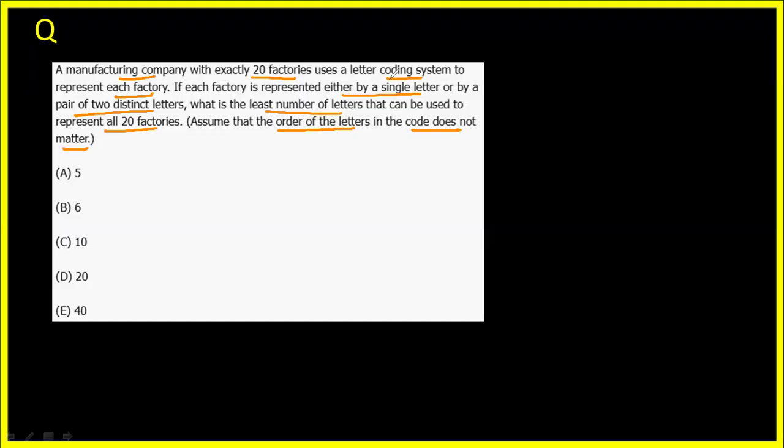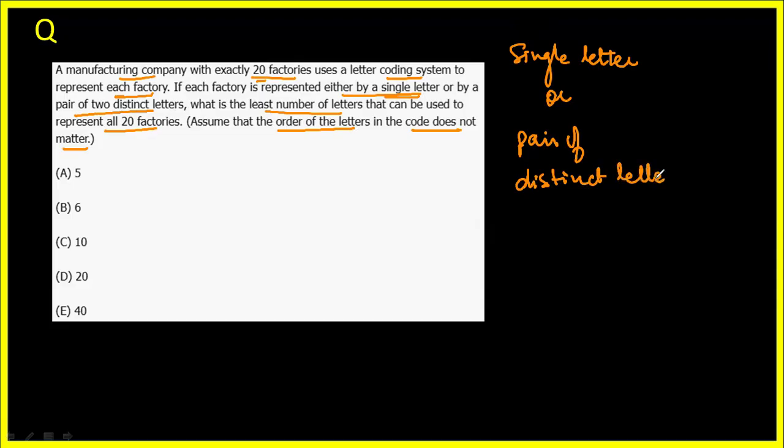And there is a coding system which is to be given to these 20 factories, and each has to be a different code. So 20 codes are to be generated for these 20 factories, right? And what is each code made up of? Either a single letter, or it should be a pair of distinct letters. Now if you understand, let's say if there are three letters, right?